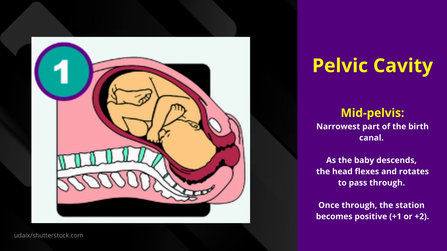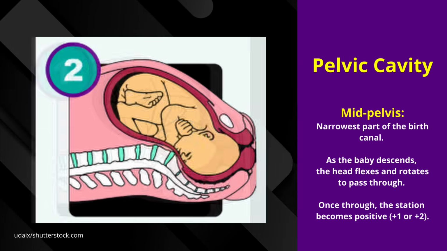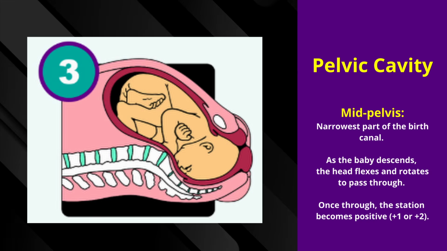Then we have the mid-pelvis. This is the narrowest part of the birth canal. So as the baby descends, that head is going to flex and rotate to pass through. And once through, the station will become positive, like +2 or +1.